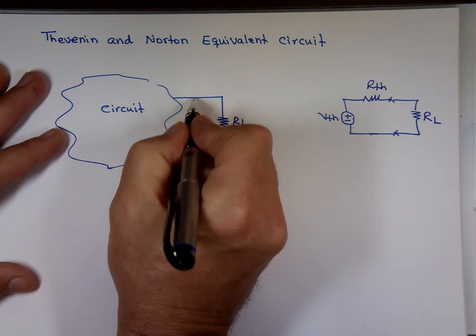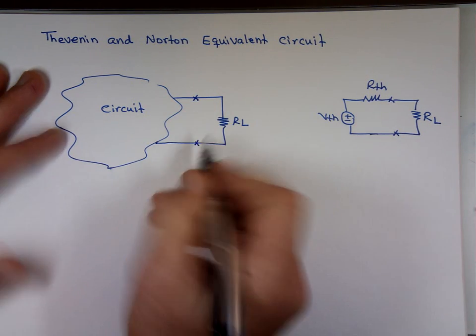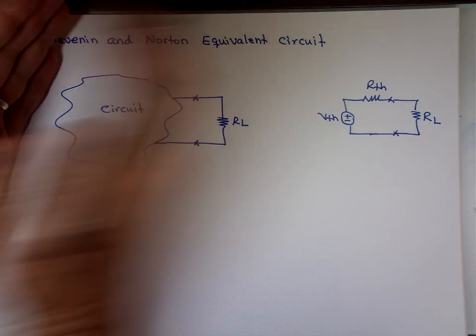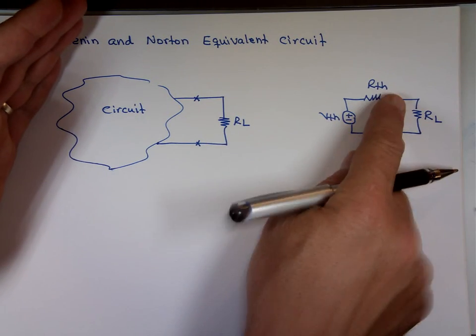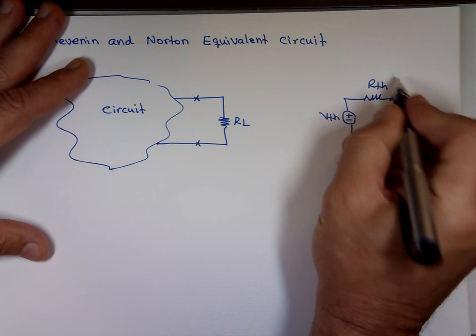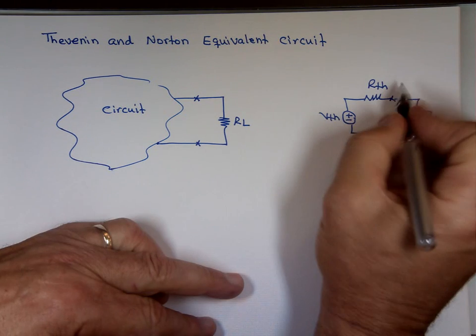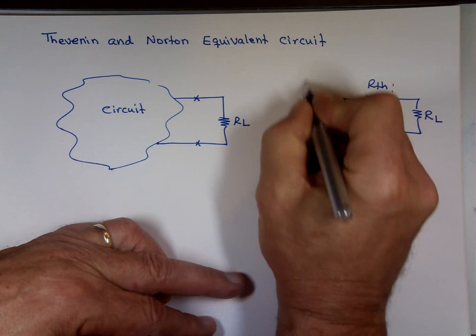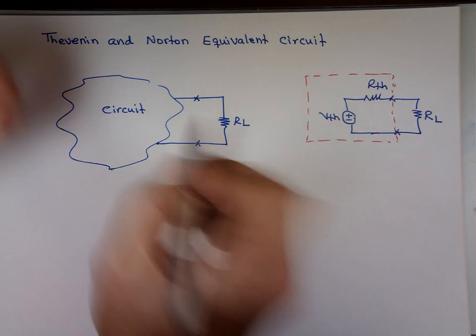That's where you cut it. Like if you were to cut it right here, if you take that circuit and cut it right there, you can replace it from this point on with this one. So this box here, let me just make it red color. This box here is the equivalent of this.